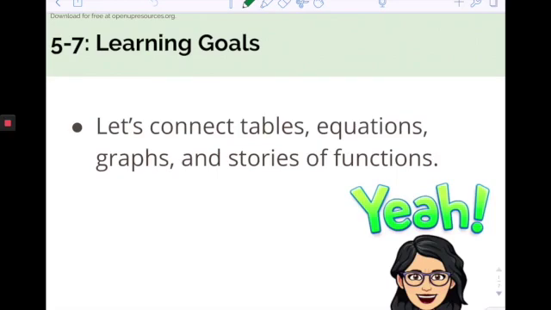Good morning, mathematicians. We're on Unit 5, Lesson 7. We're going to be connecting tables, equations, graphs, and stories of functions.